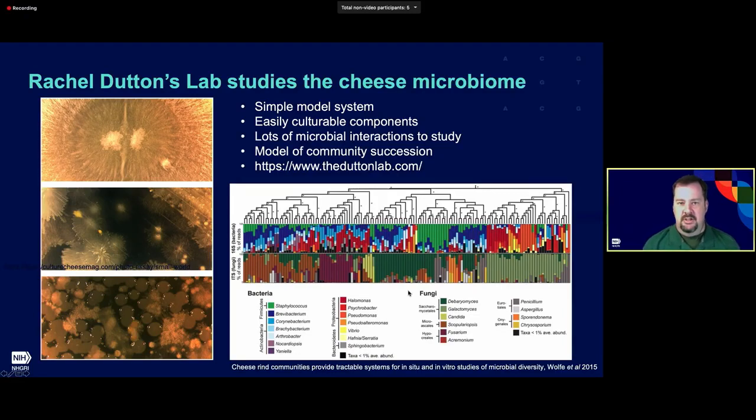And so Rachel Dutton's lab does some really nice work using cheese as a model system to understand bacterial fungal interactions.